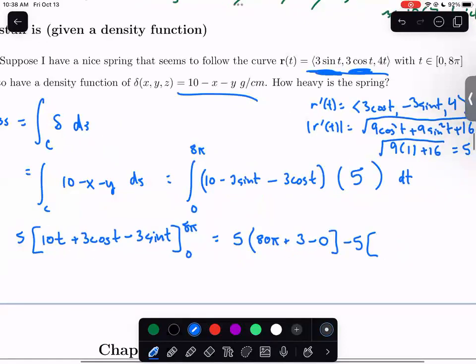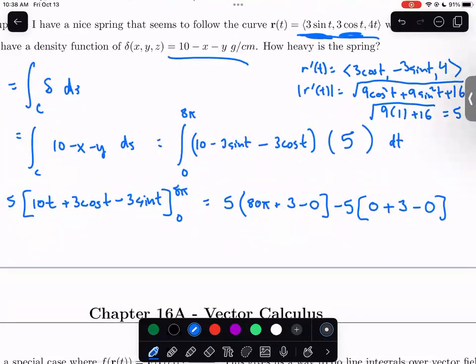And then when I plug in 0, I'm going to have 0.3 cosine of 0 is going to be 3, and sine of 0 is going to be 0 here. So to some extent, these 3's here are going to cancel out very nicely for us. And my answer is going to be 400 pi.